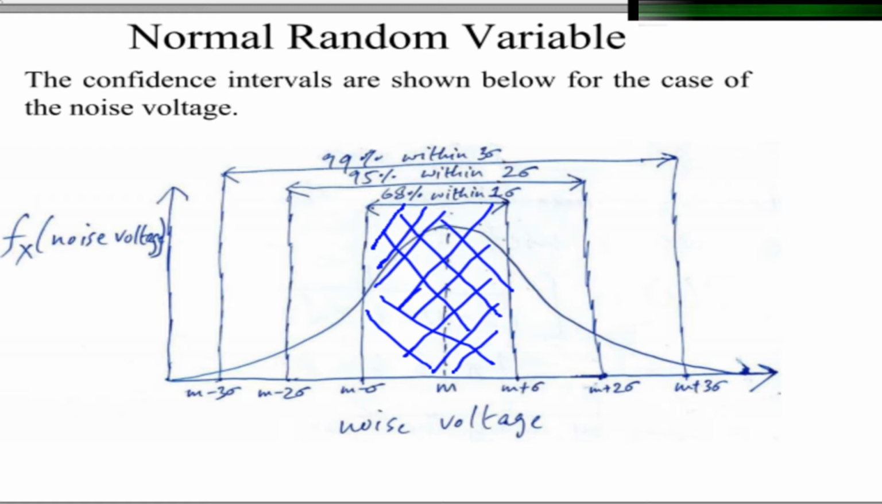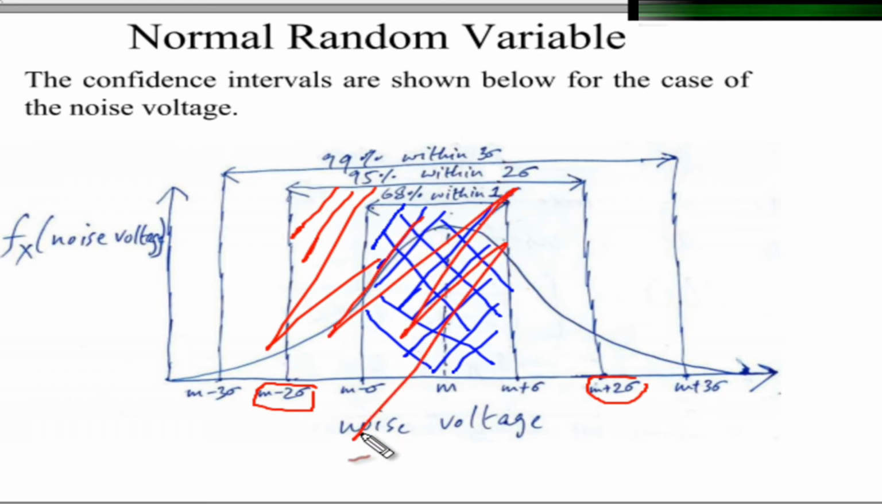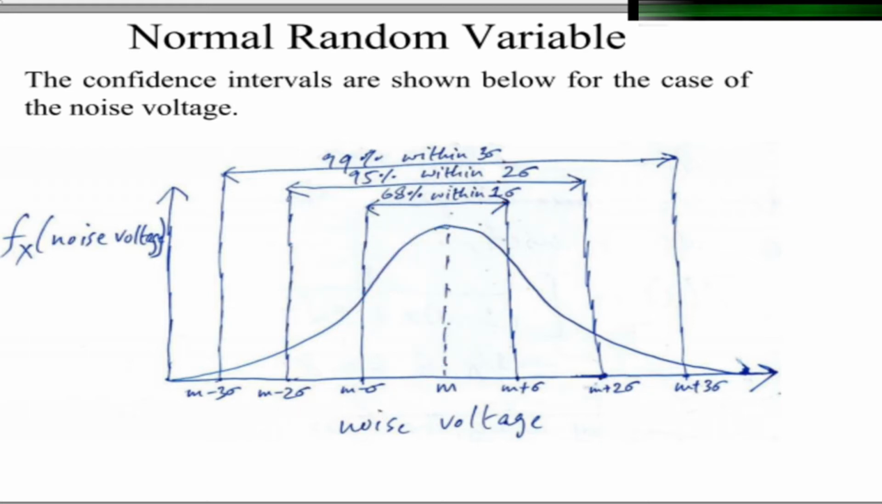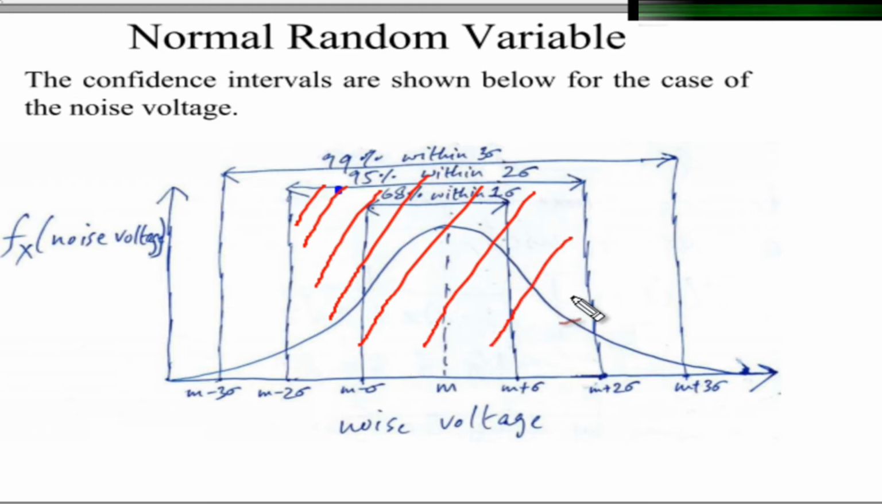If you increase it up to two standard deviations, this is m minus 2 sigma and m plus 2 sigma. These are basically the two standard deviations. I am using red here. This is now a two standard deviation region, and it basically has 95% of the overall population.